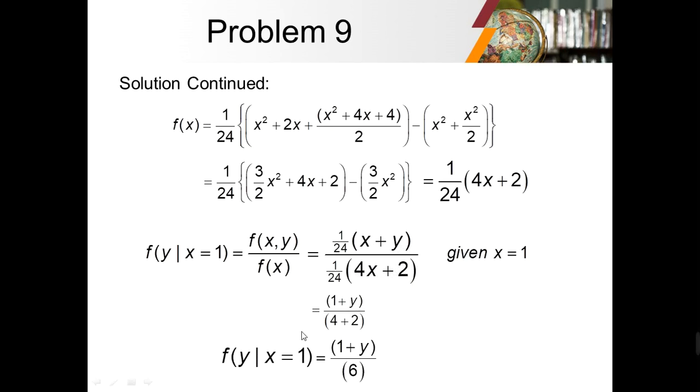Ito na yung probability distribution function for y given that x is equal to 1. Okay? Kasi hindi definite pa yung value ng y, kaya hindi definite yung answer natin dito. Ito yung function lang. Function, probability density function na f of y given x is equal to 1.